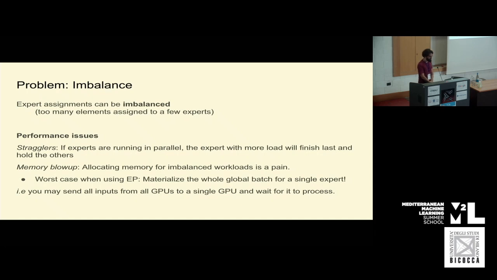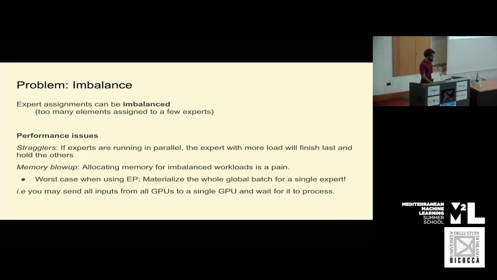First, you're going to have problems with performance, as you train the model or as you serve it as well. So first, you're going to have stragglers, right? If you're running experts in parallel, the experts have different workloads, and the expert with more load is going to finish last. And then you're going to hit a synchronization point. Normally, as soon as you finish the expert, you need to wait for the other experts to finish before you can continue what you're doing. So the stragglers are going to basically hold your model while the expert with more load finishes.